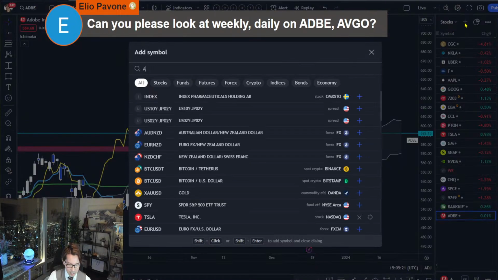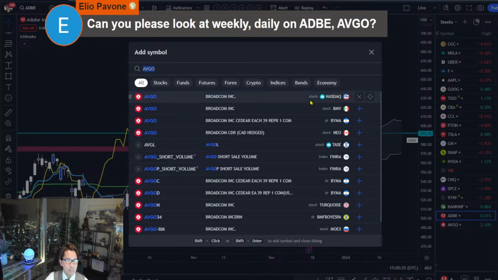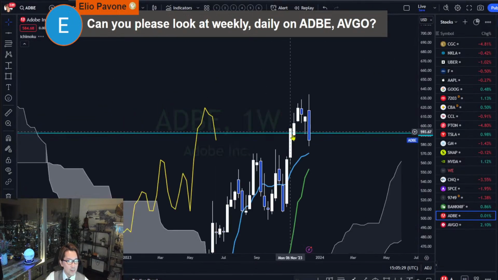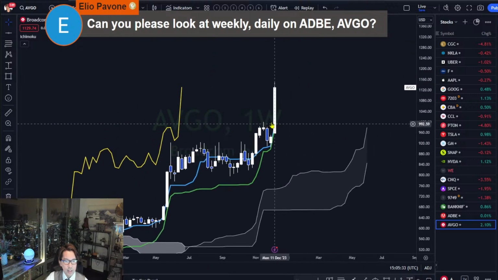Okay, and AVGO, Broadcom. Let me check the weekly first. Oh wow, there's a huge bullish bar, 2.1% last week. So now it's bullish. In this case, the first thing I have to check is the major resistance and support levels.